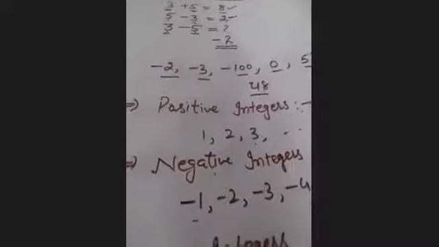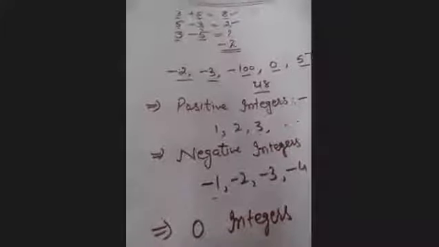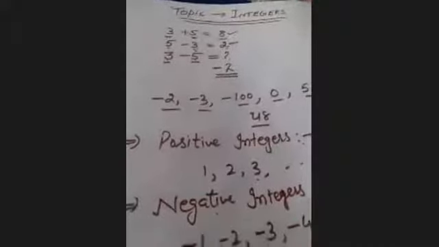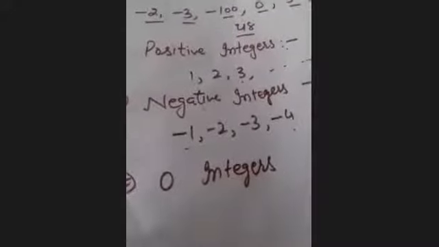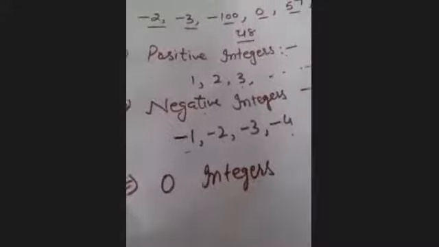So the numbers which have a negative sign are known as negative integers, and the numbers which don't have any sign, for example 1, 2, 3, 4, 5, 48, 40, are all positive integers. 0 is also an integer which is neither negative nor positive. Clear, students?